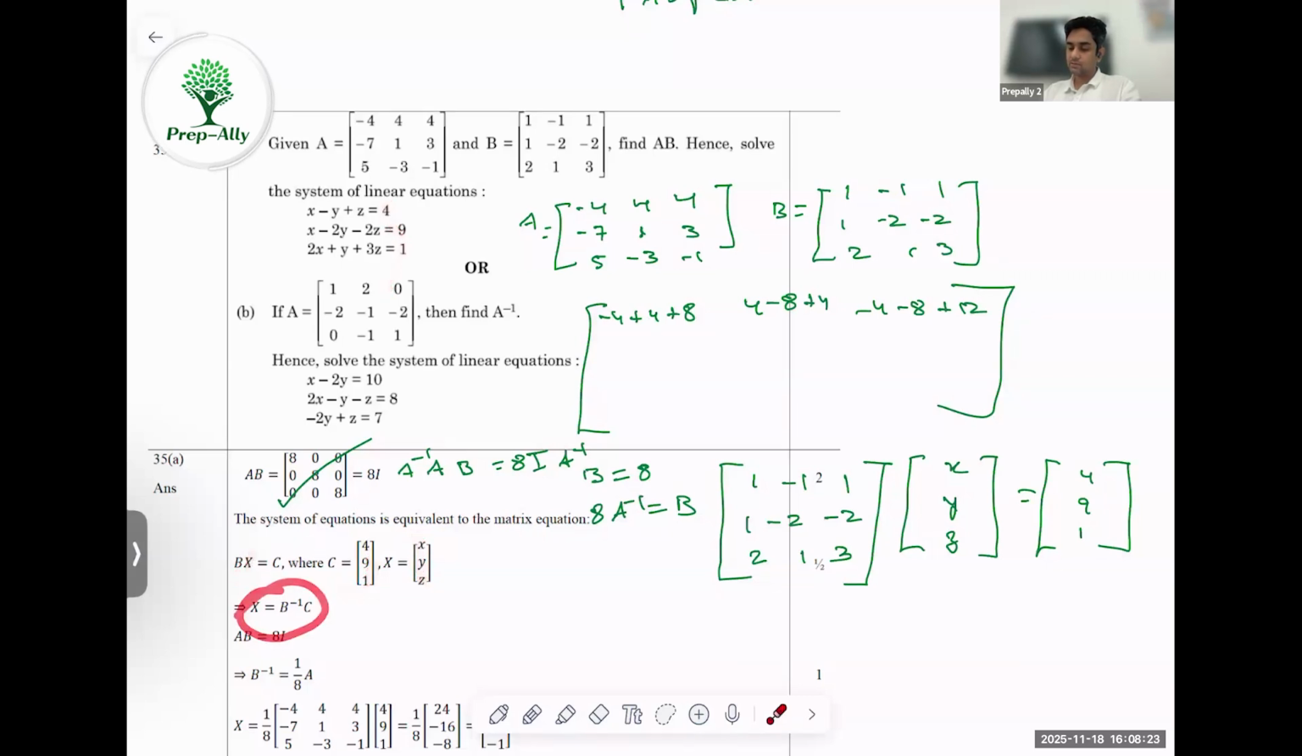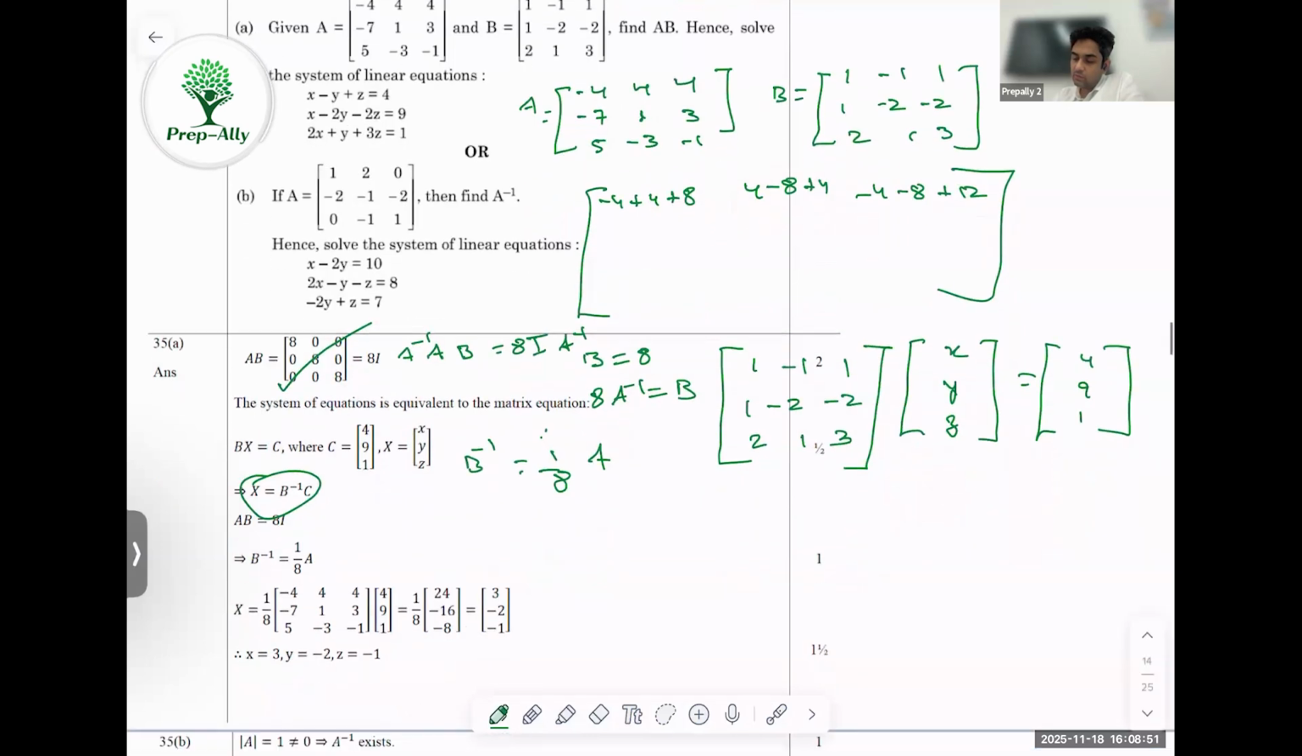So what will be x? We are taking inverse on both the sides. So x by default will be B inverse C. Now, we know what B inverse will be. If 8 times A inverse is B, we can say it the other way around as well. Basically, over here we'll use AB equal to 8I. So B inverse will be 1 by 8 A. So 1 by 8 times A is the value of B inverse. So x will be B inverse C. So we'll just put in the value of B inverse.